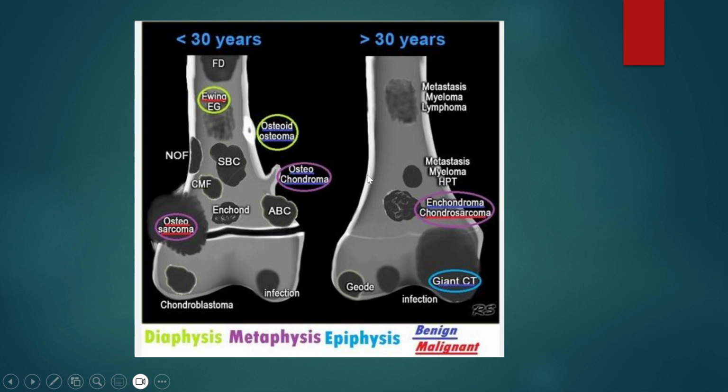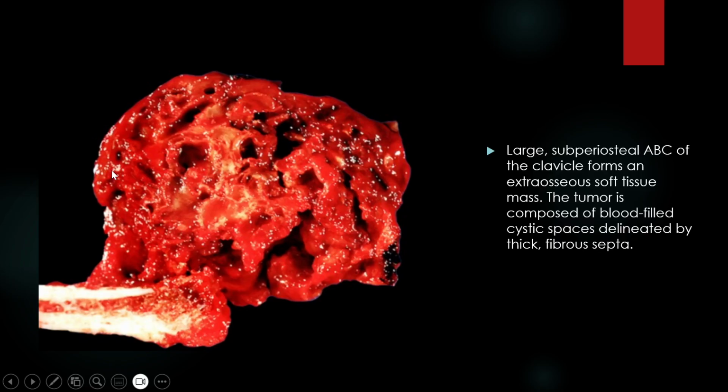Then in the older age group, from the epiphysis, we have this giant cell tumor we just talked about. And then we have enchondroma, chondrosarcoma. So just remember this image, and then you can have your differential. So we are going to talk about ABC now. In the gross image, we can see a soft tissue mass growing out from the bone. We have this multiloculated area and thickened septae.